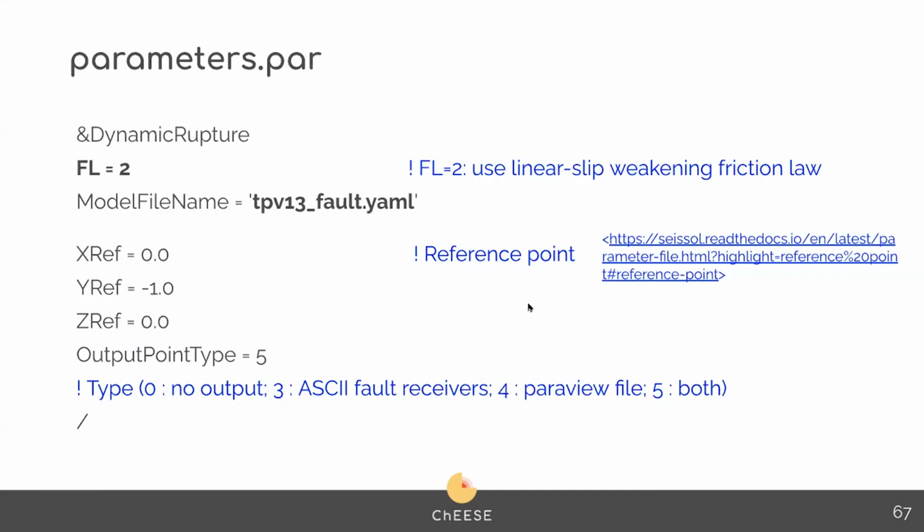Another difference is that we use a friction law in this dynamic rupture. So now we choose linear slip weakening friction, which is FL2. And we also need to assign the parameters related to the friction in another YAML file called fault.yaml.